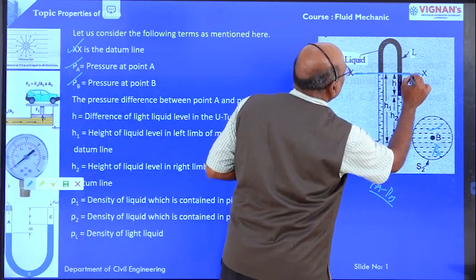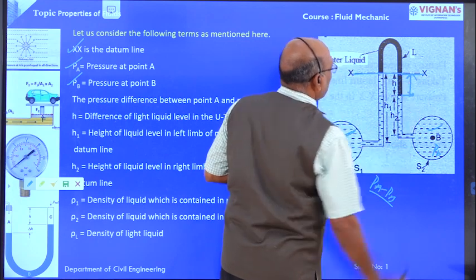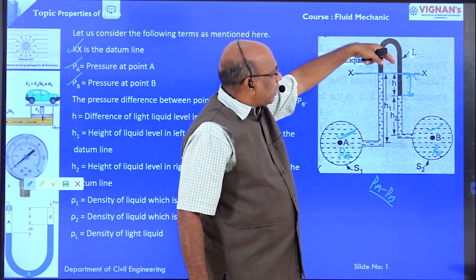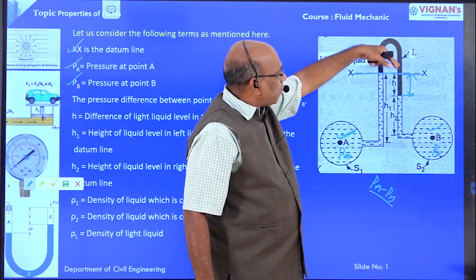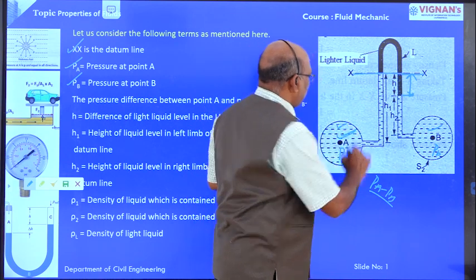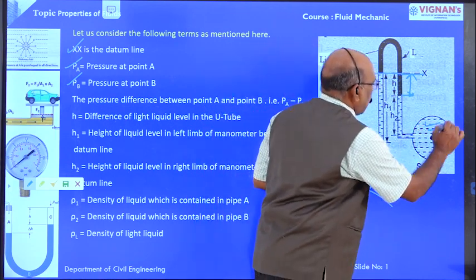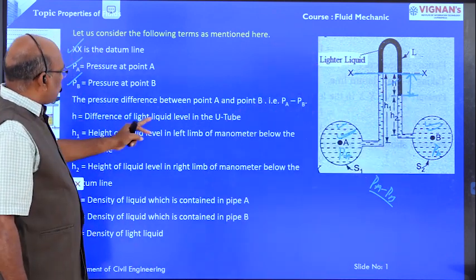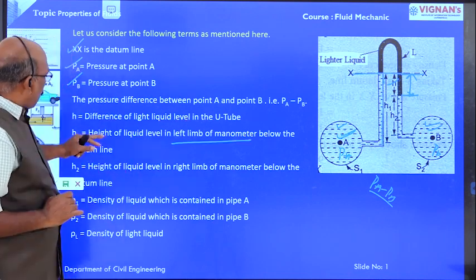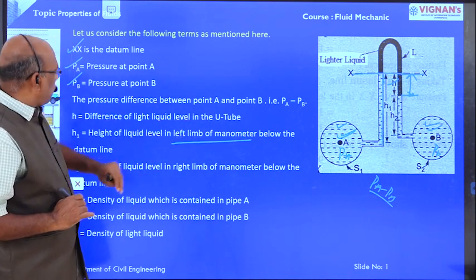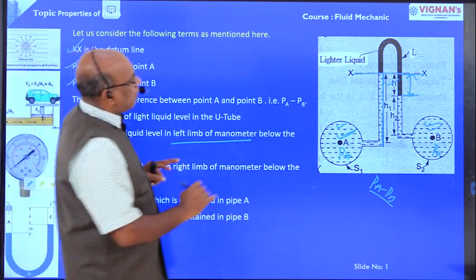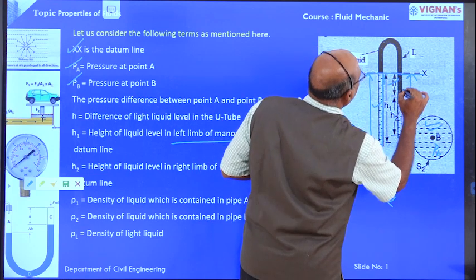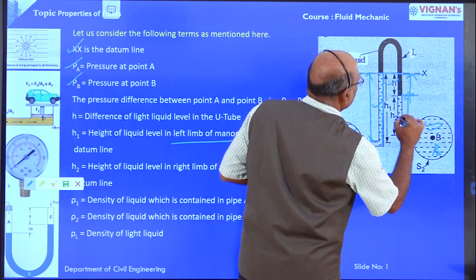Here, as already explained, in the case of the U-tube we are going to take the light liquid. The specific gravity of the light liquid is less than the specific gravity of the flowing liquid in A and less than the specific gravity of the flowing liquid in B. H is the difference of light liquid level in the U-tube. H1 is the height of liquid level in the left limb. H2 is the height of liquid level in the right limb.